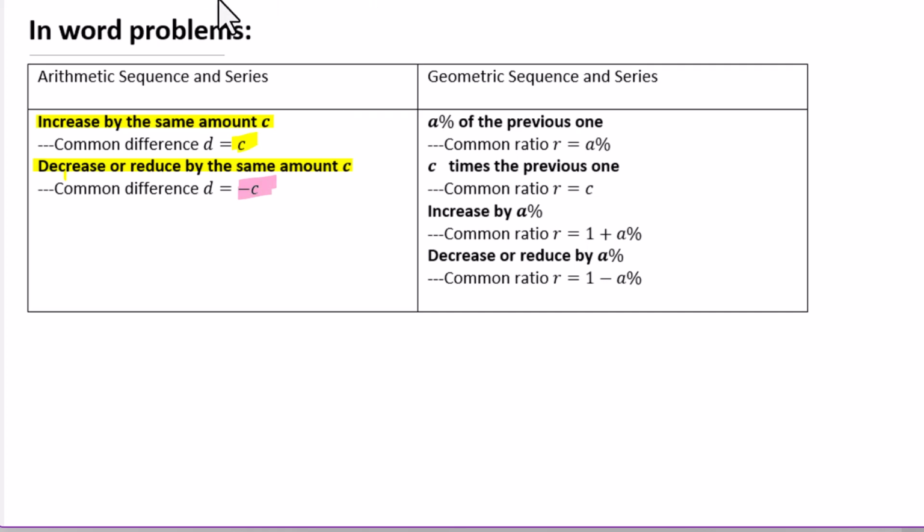For geometric sequence, you could see the following words: "8% of the previous one." Then the common ratio is this 8%. "C times the previous one." Common ratio is C. "Increased by 8%." Common ratio is 1 plus 8%. "Decreased or reduced by 8%." Common ratio is 1 minus 8%.